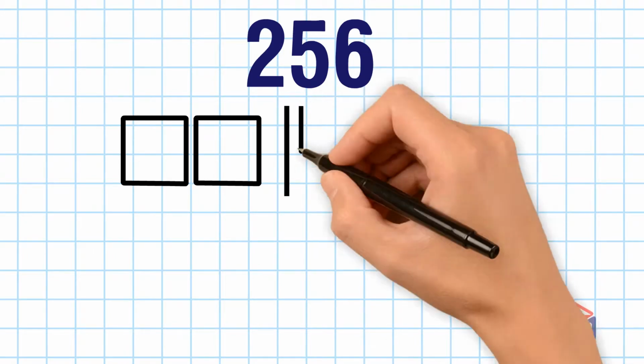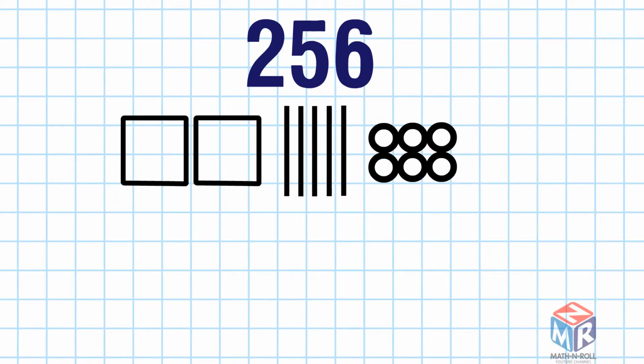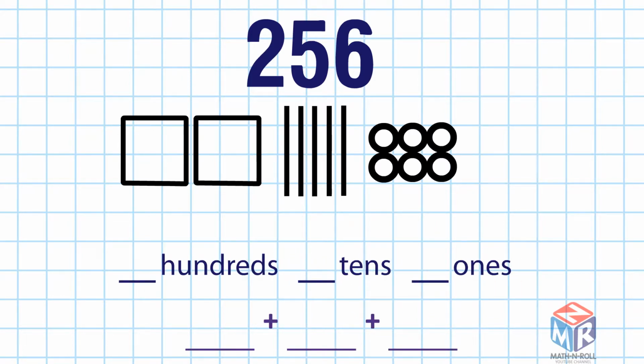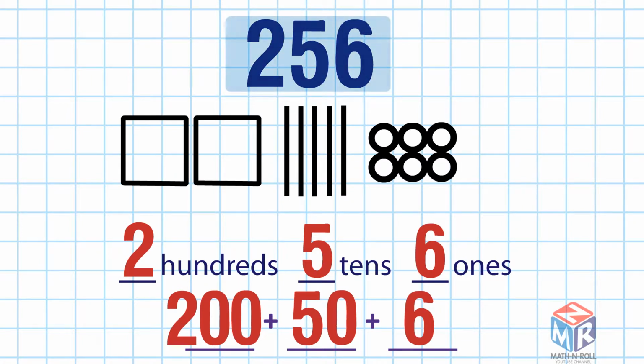Two hundred fifty-six could be broken down into 2 hundreds, 5 tens, and 6 ones. We can also write it as 200 plus 50 plus 6. So if you add 200 plus 50 plus 6, you get 256.